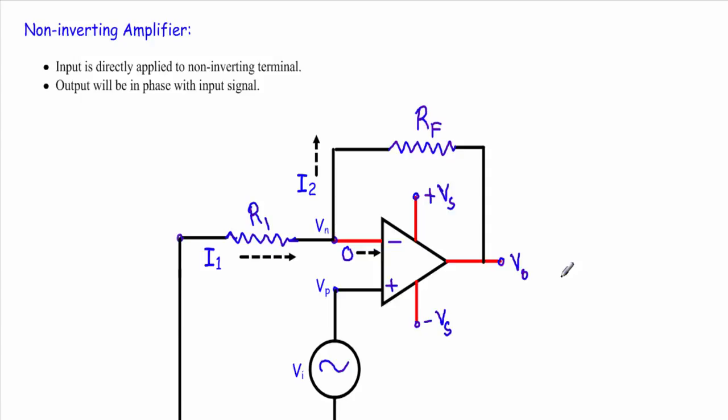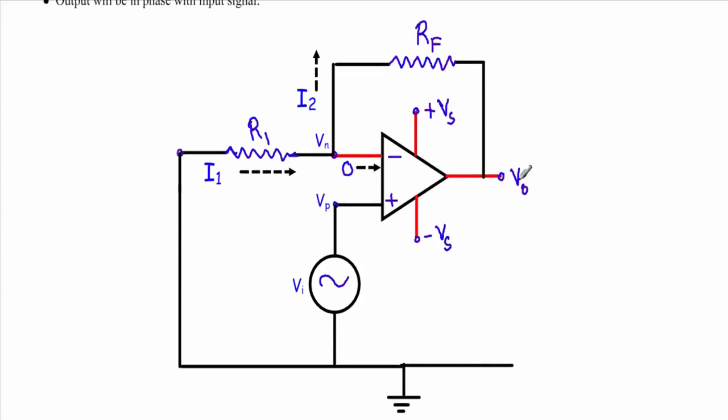So why is this amplifier called a non-inverting amplifier? At first, this amplifier will also use negative feedback. See, this is the circuit arrangement of the non-inverting amplifier, and this circuit will also use negative feedback. The output is directly connected to the inverting input terminal. So this is a negative feedback.